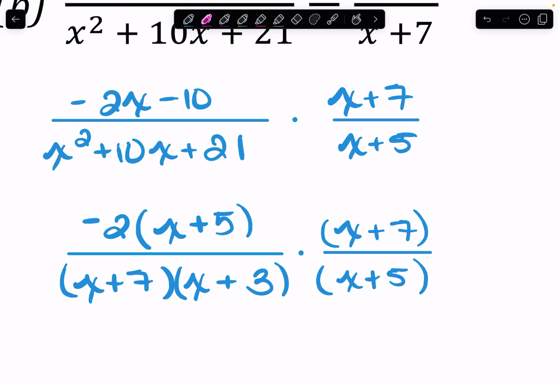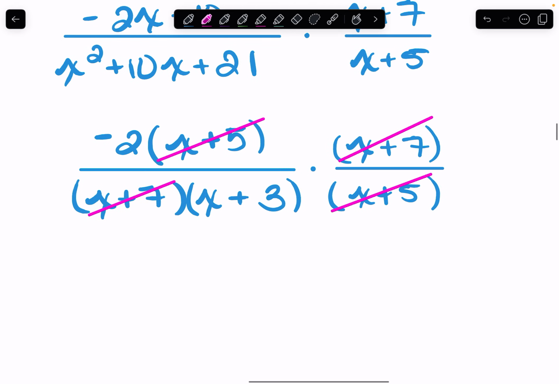All right, looking to divide out. x plus 5 matches top and bottom, gone. x plus 7 matches top and bottom, gone. So if we look at what's left, I have a negative 2 on the top, over x plus 3.